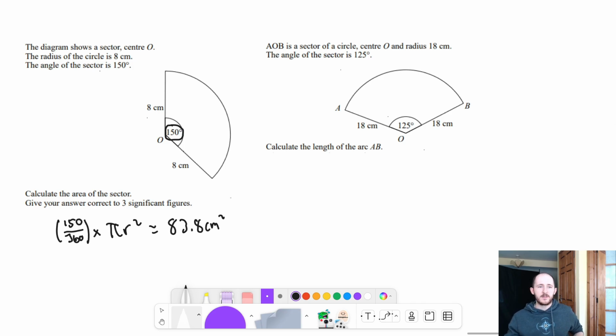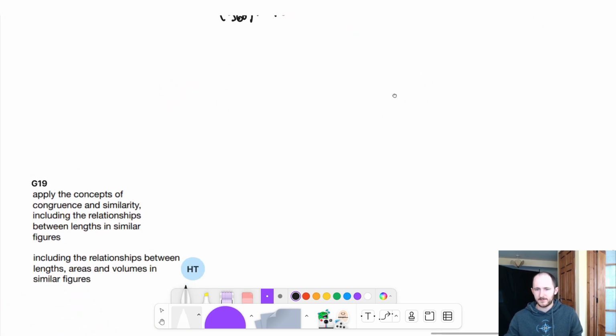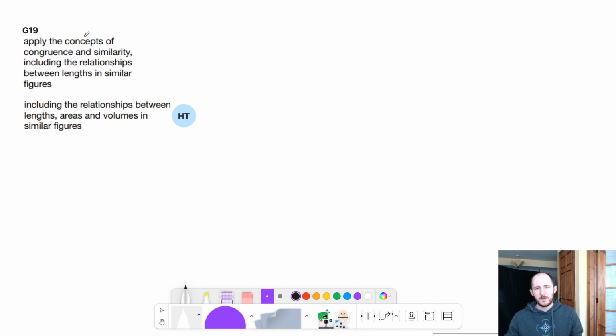What about the length of an arc? Well, it's the same thing. Remember, when you have an arc length, that is a fraction of the circumference. And if you remember, the circumference is either 2 pi r or pi d if you prefer. And again, we're going to just take the angle and divide it by 360. In this case, r is 18. Nice and easy, hopefully. We've done this as well.